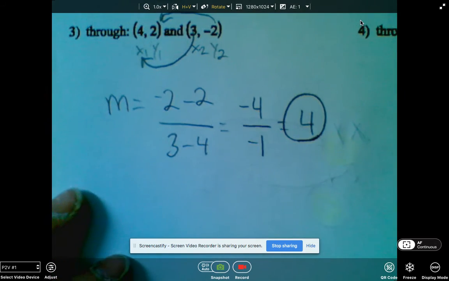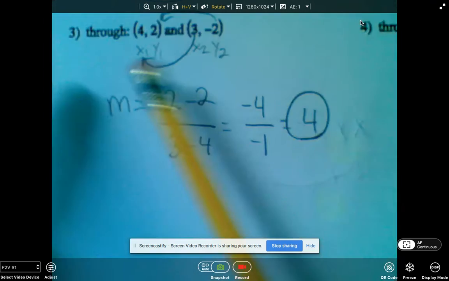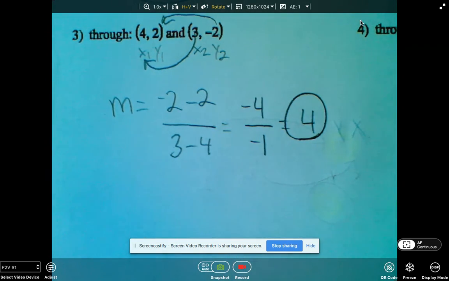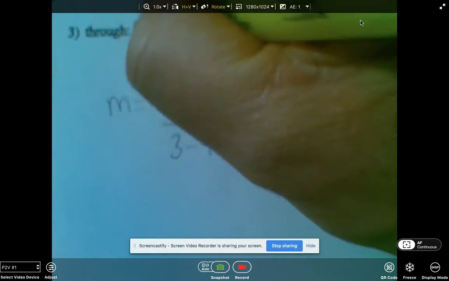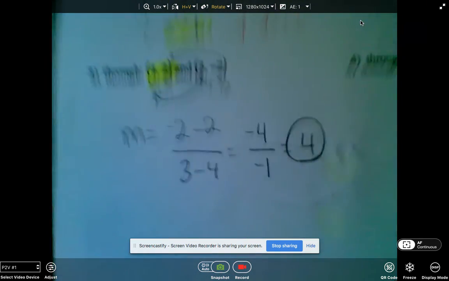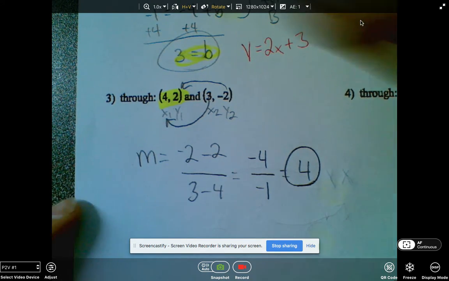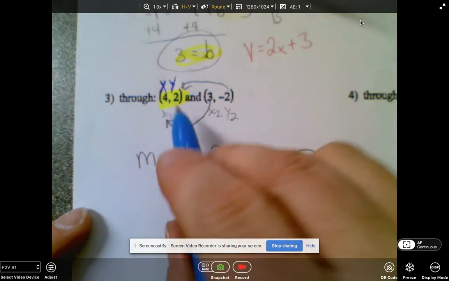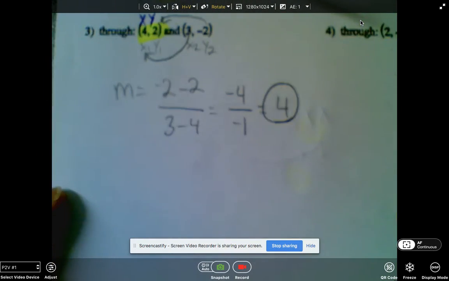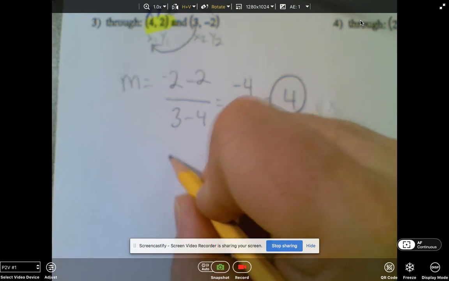Okay, now I got to get my b value. So for my b value, again, you can choose either one. Which coordinate looks easier to work with? Yeah, I would choose the 4, 2 as well, so you don't have to deal with that -2. So now I'm going to label this as my x value. This one's my y. It's already labeled there, but I'm just labeling it again so you can tell the difference. So now I'm going to go ahead and write my equation, so I know what to plug in.